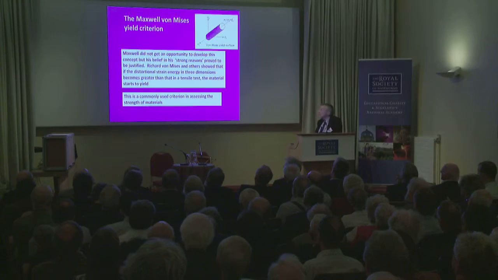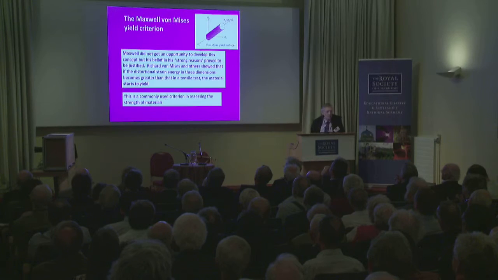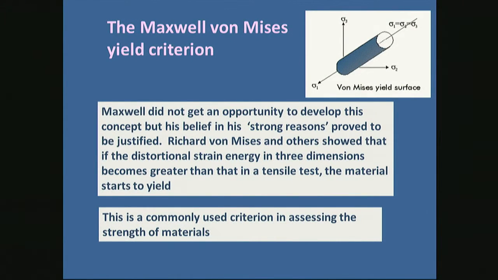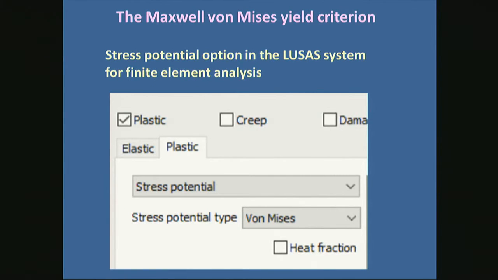So this idea was later on checked. Maxwell did not do the experiment to develop it, and therefore, quite sensibly, he didn't publish it, because it was only a conjecture that he had, but he was spot on. In the early 20th century, Richard von Mises and others checked it out, and they found that if you used the distortional strain energy from the normal tension test and equated that to these equations, then that's a good criterion.